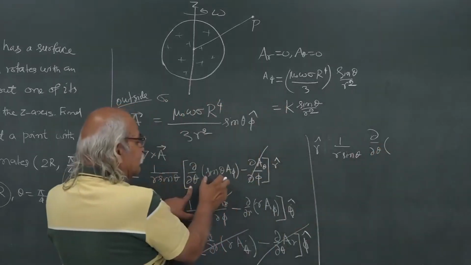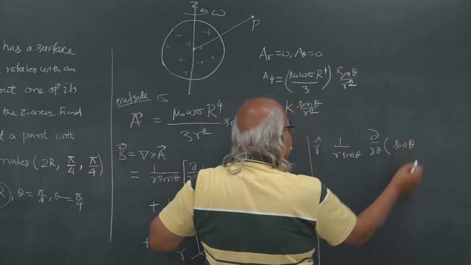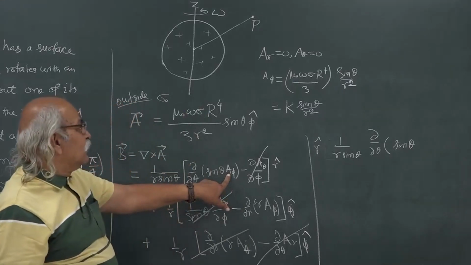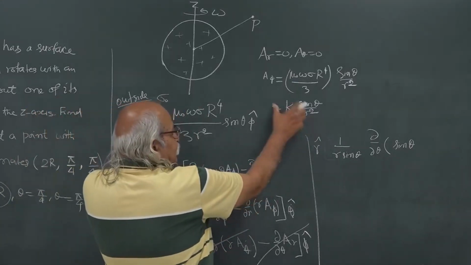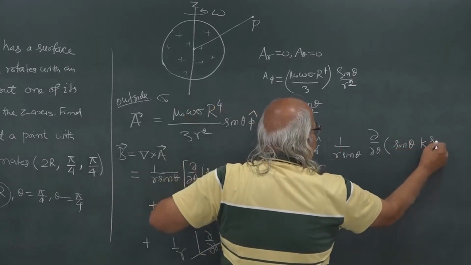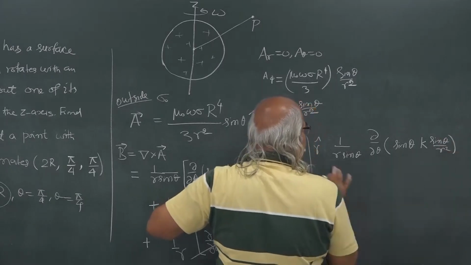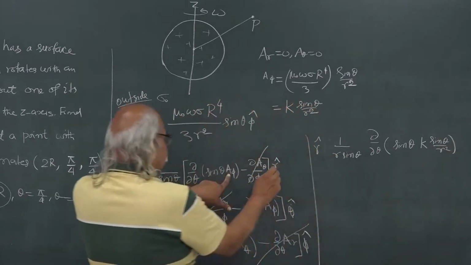Of what? Sin theta into A phi. So, sin theta into A phi. What is A phi? A phi is here. So, put it here: K times sin theta divided by r square. That is the r cap part.